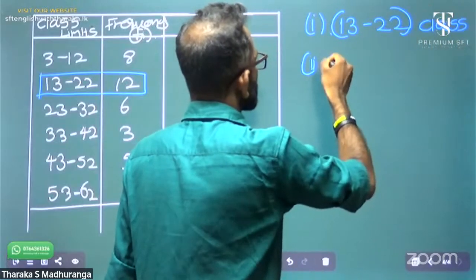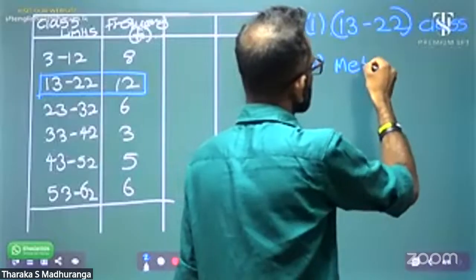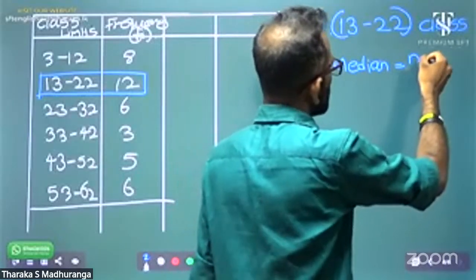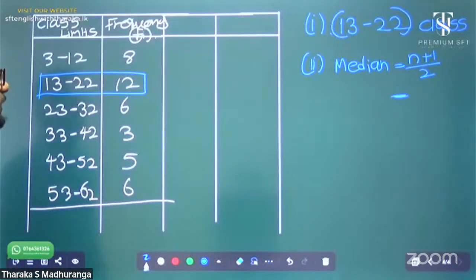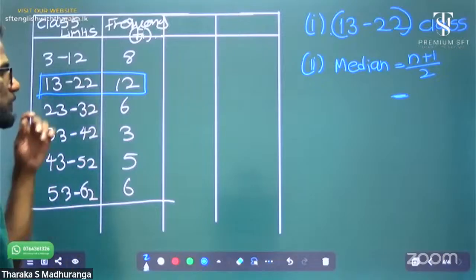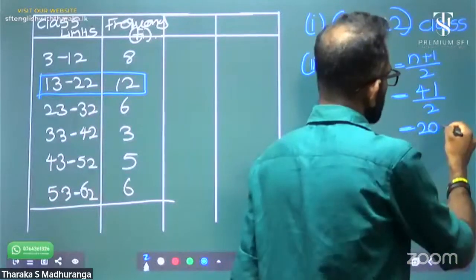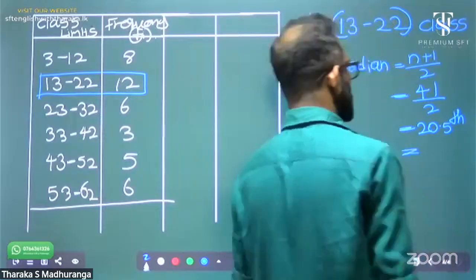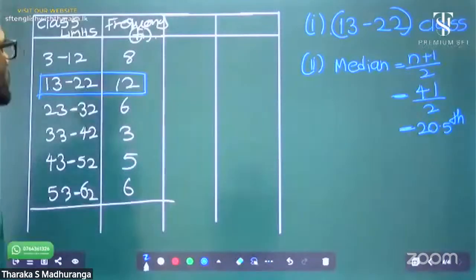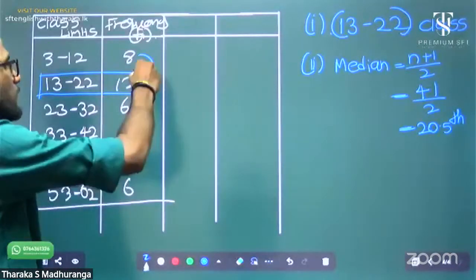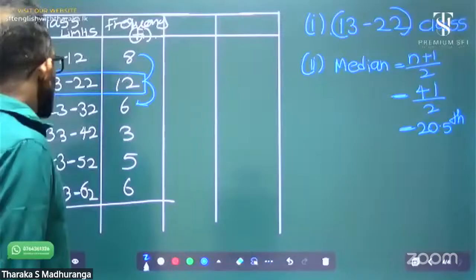Second one, median class, right? The median equals (n plus 1) over 2. The total is 8 plus 12, 20, plus 9, 11, 40. So 41 over 2, the 20.5th value. What is the class for 20.5? Up to 20 is in the second class, so the third class, no?